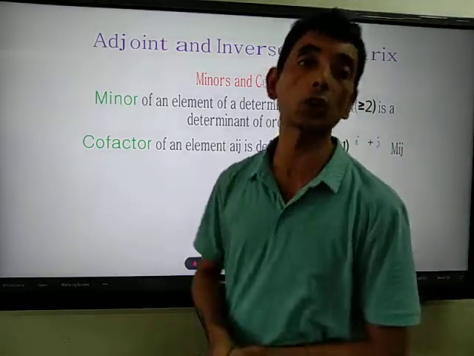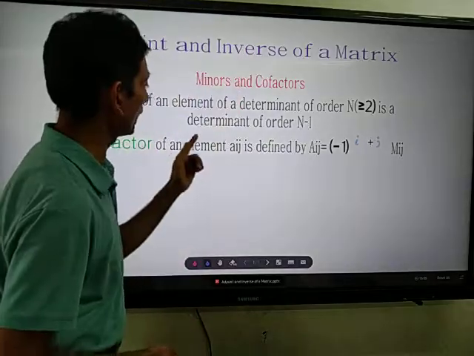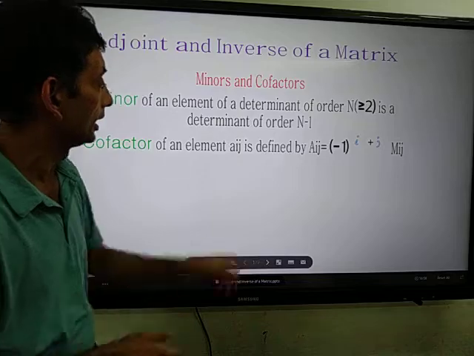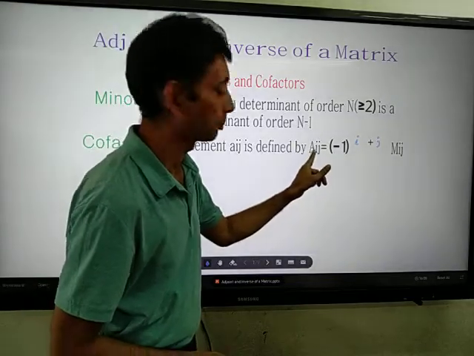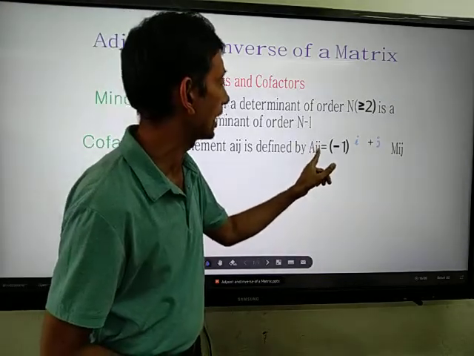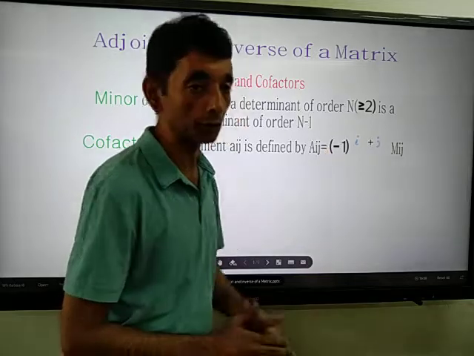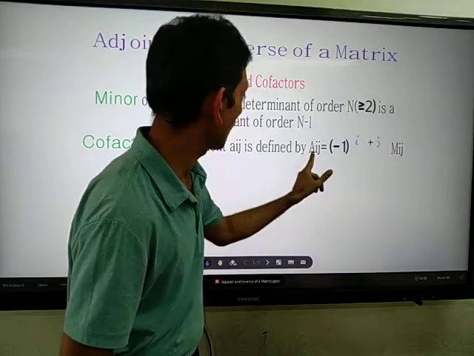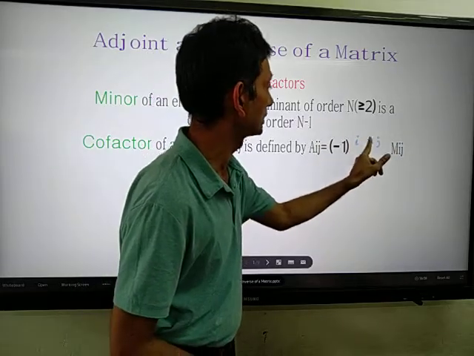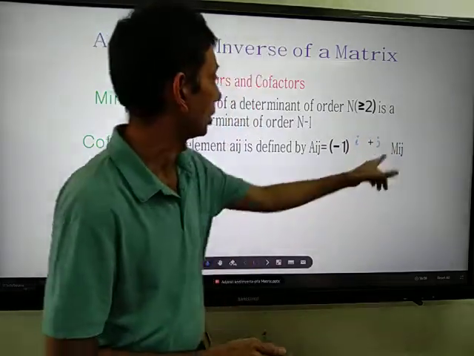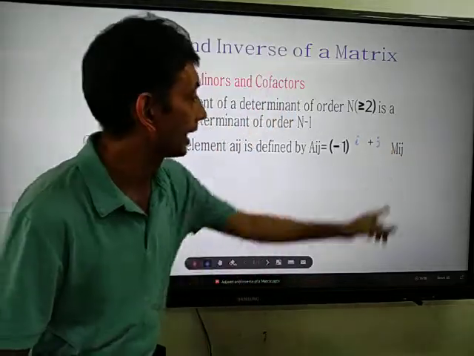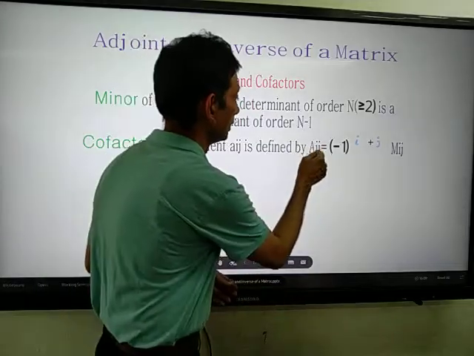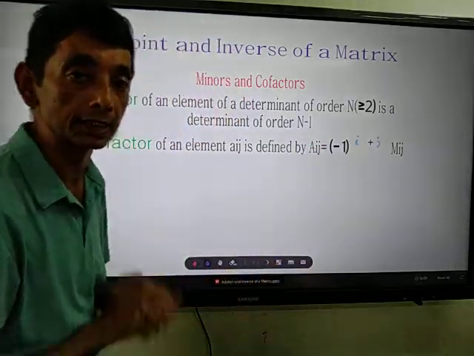Next, what is a cofactor? The cofactor of an element aij, say an arbitrary element aij, is defined by, this is the symbol for cofactor, capital Aij, is equal to minus 1 to the power i plus j, multiplied by Mij. What does Mij stand for? Mij is nothing but the minor of the element at position ij.